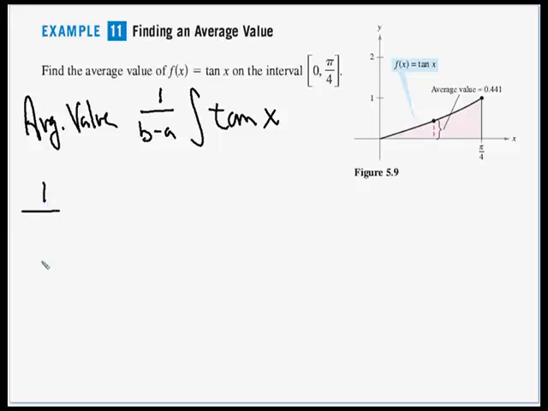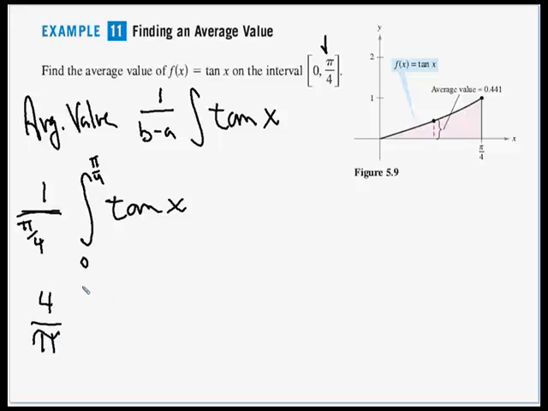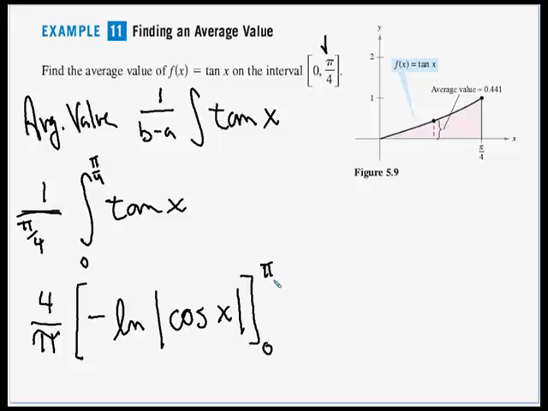1 over b minus a, and that's going to be pi over 4 minus 0. Pi over 4 minus 0 is pi over 4. And we'll have the definite integral from 0 to 1/4 pi of our tangent function, tan of x. And 1 divided by this fraction, we bring that fraction up and flip it. So that is going to be 4 over pi. The antiderivative of tangent, the formula we just learned, is the negative natural log of the absolute value of cos of x. And we'll close that off, and our limits are from 0 to 1/4 pi.